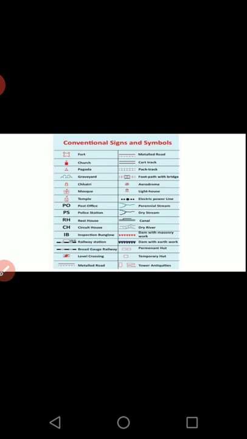These symbols and everything you will be learning more in detail in your 6th standard also. Okay, children. So, I hope you have understood and enjoyed the lecture also. Thank you.